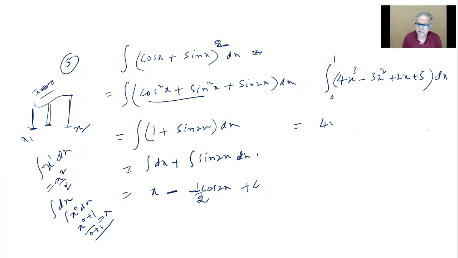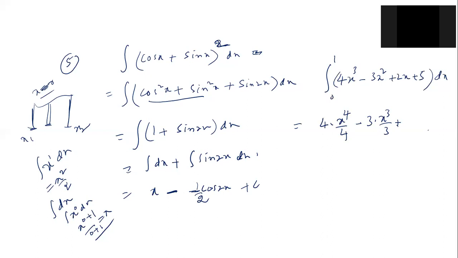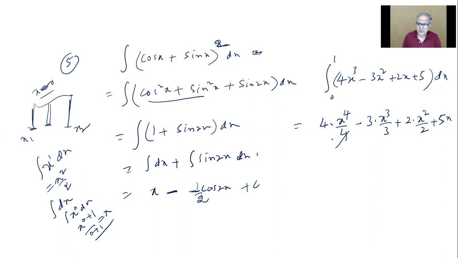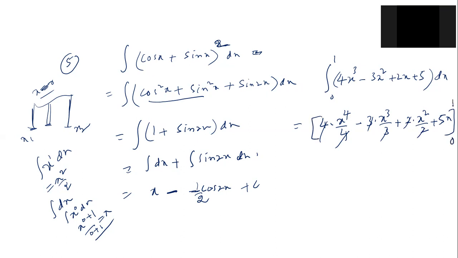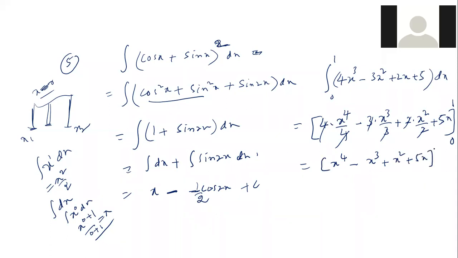So, 4 into x to the power 3 plus 1 by 3 plus 1, that is x to the power 4 by 4. Minus 3 into x cube by 3. Plus 2 into x square by 2. Plus 5x. So 4 from 4 cancels, 3 and 3 cancel, 2 and 2 cancel. All between 0 and 1. So this is x power 4 minus x cube plus x square plus 5x, between 0 and 1.